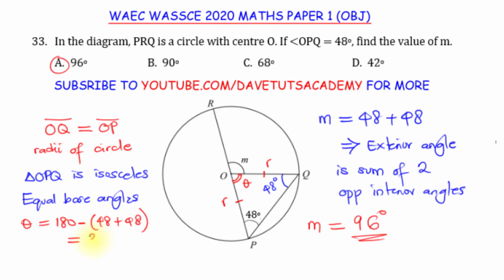That will be 84. But then after doing that, I can now say M plus theta is equal to 180 degrees. Why? Because look at M and theta, they are angles on a straight line, and the sum of angles on a straight line is 180 degrees. Therefore, M will be 180 minus theta, and theta is 84. In the same way, we arrive at the same answer, that M is also 96 degrees.